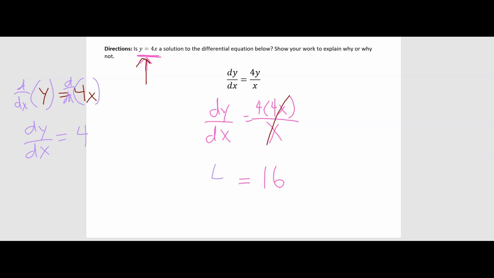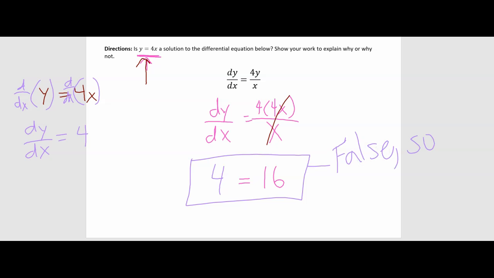So I can replace dy dx with 4, and I get 4 is equal to 16. This is obviously not true, false. So y equals 4x is not a solution.